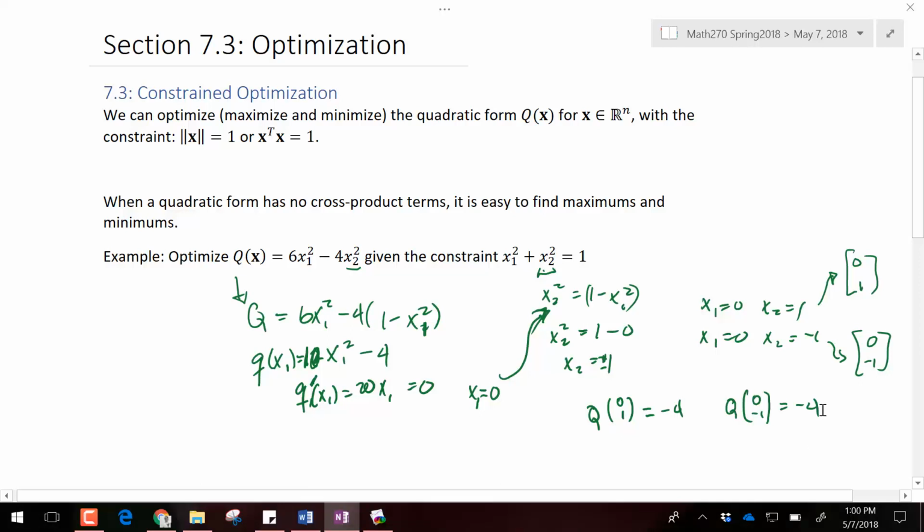I think it would be 0. Yeah, so the x2 was squared, so whether it's positive or negative, it becomes positive. But how do we know it's 1, 0?